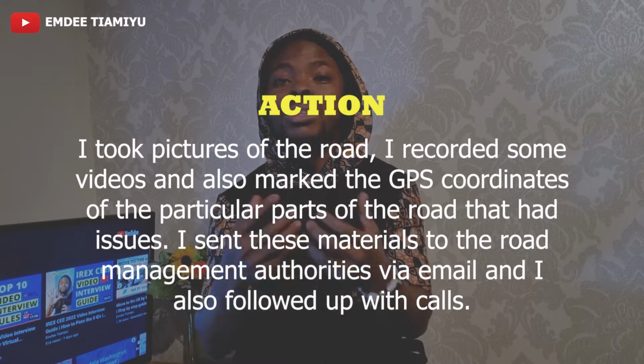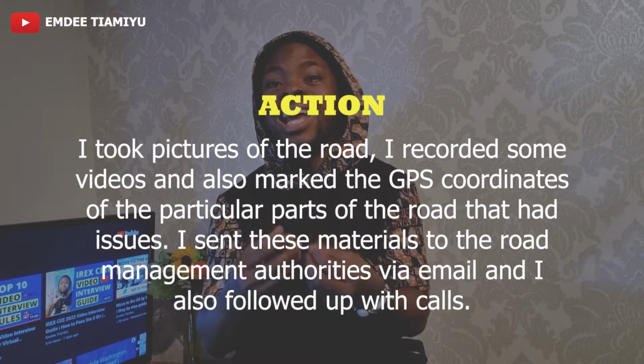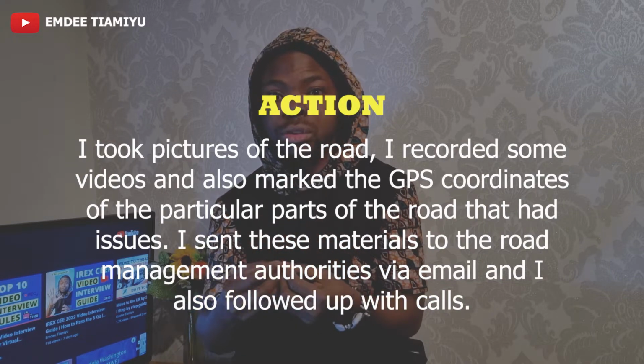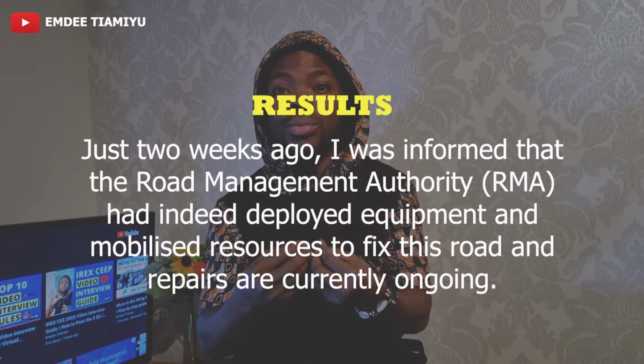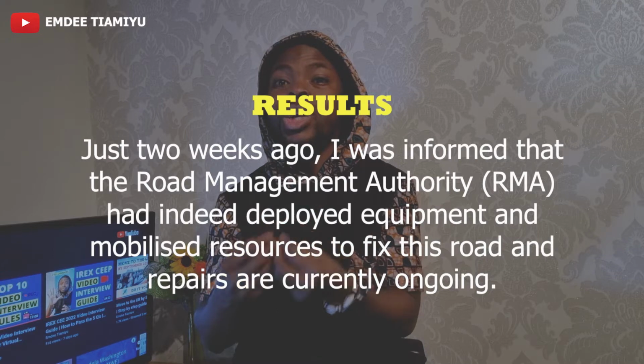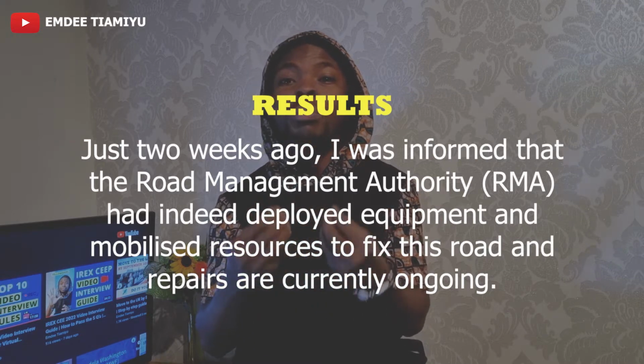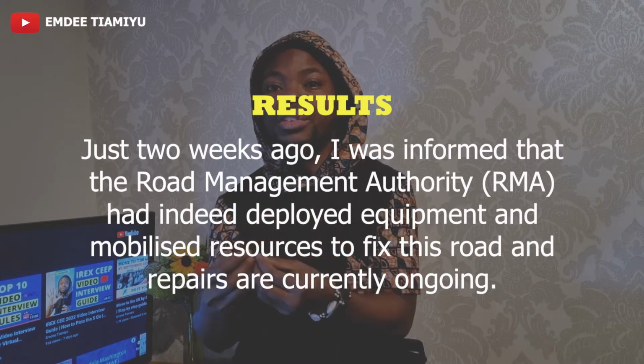I sent these materials to the road management authority via email, and I also followed up with calls. Just 2 weeks ago, I was informed that the road management authority had indeed deployed equipment and mobilized resources to fix this road, and repairs are currently ongoing.